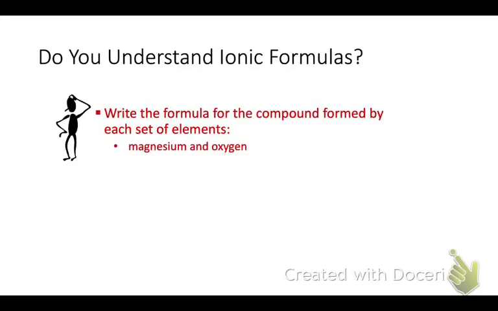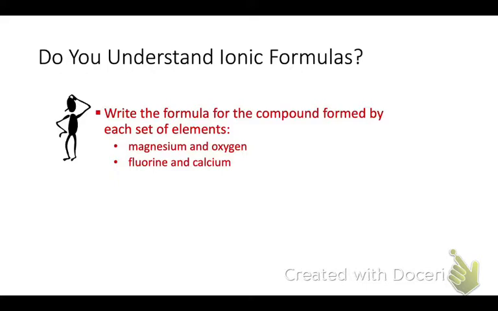Magnesium is a metal in group 2A, so it will always have a +2. Oxygen is in group 6A, so it will be oxide, having -2. Now, if I'm going to make a compound between these two, 1 magnesium is balanced by 1 oxygen, and that is the formula of magnesium oxide.